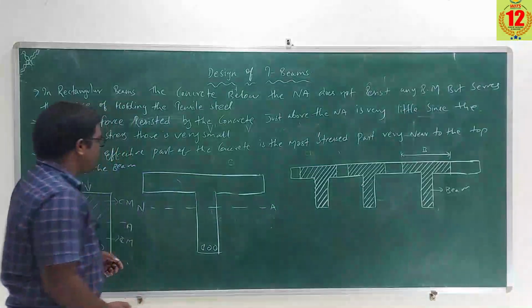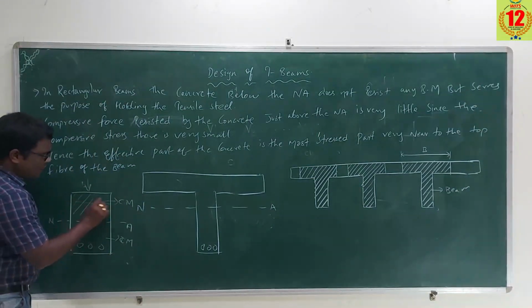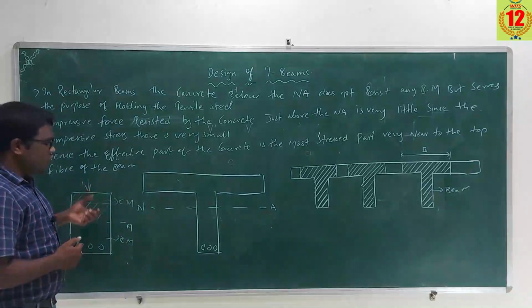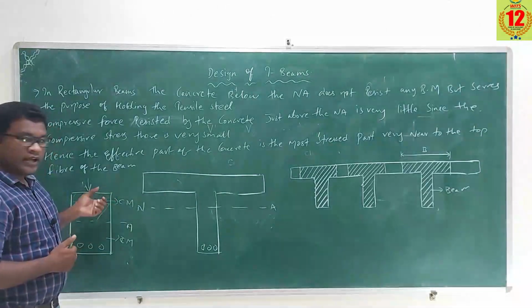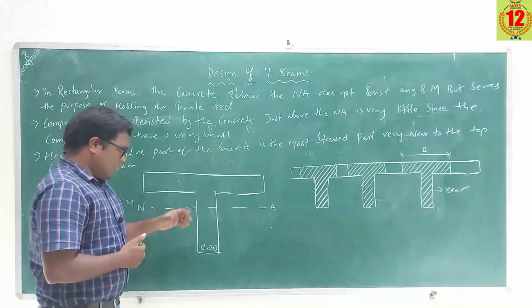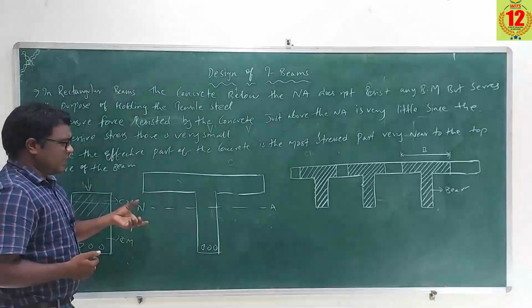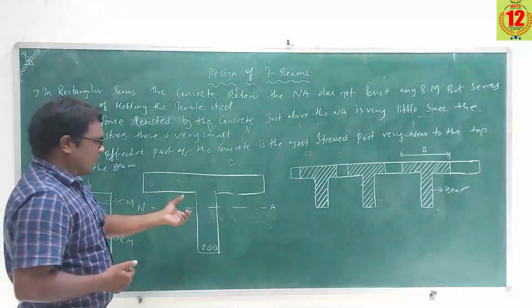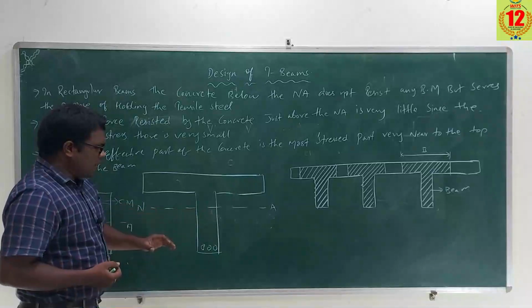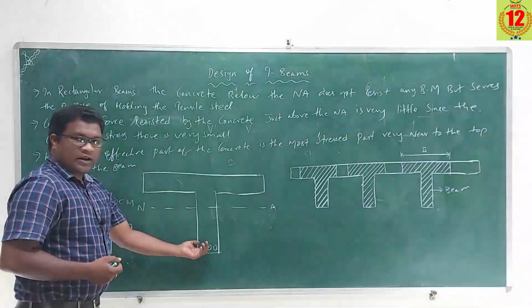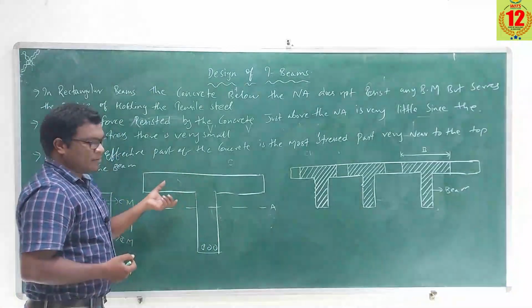The efficient part is the topmost part of the beam, where the compressive loads are taken. Now what we are going to do is design the beams in such a manner that the section resembles a T, like this. This is the neutral axis, here is the tension zone where the reinforcement is provided, and this is the top fiber.